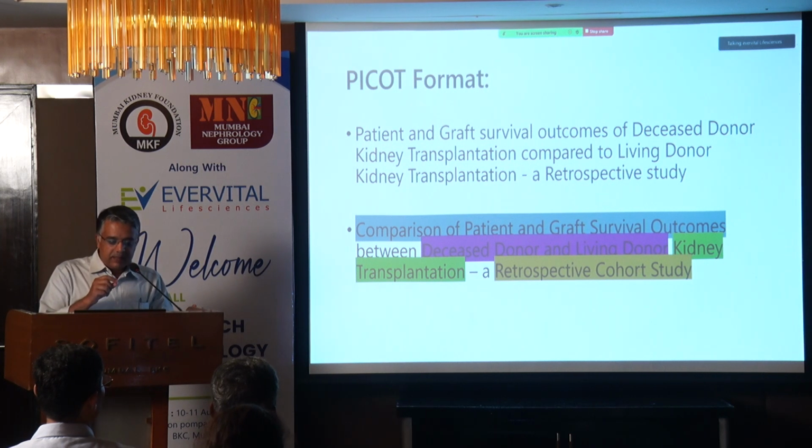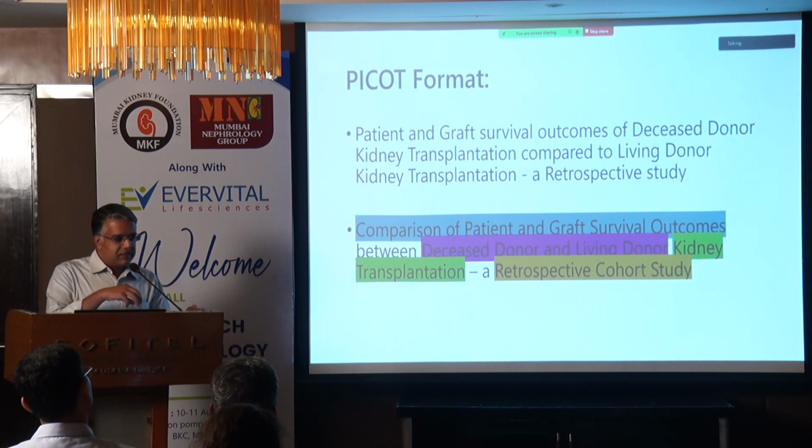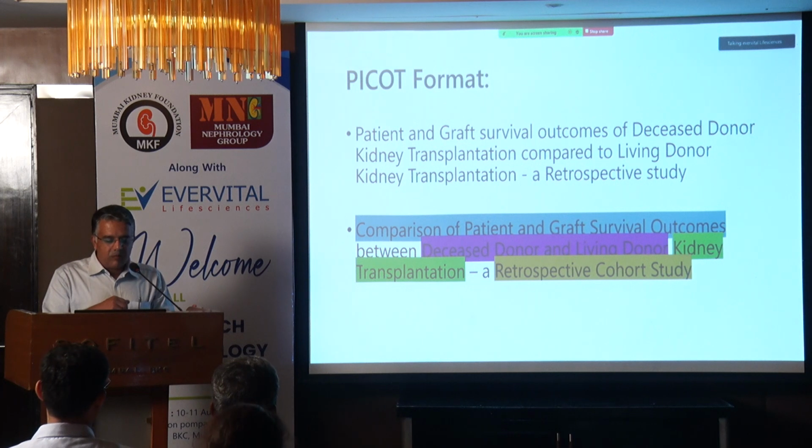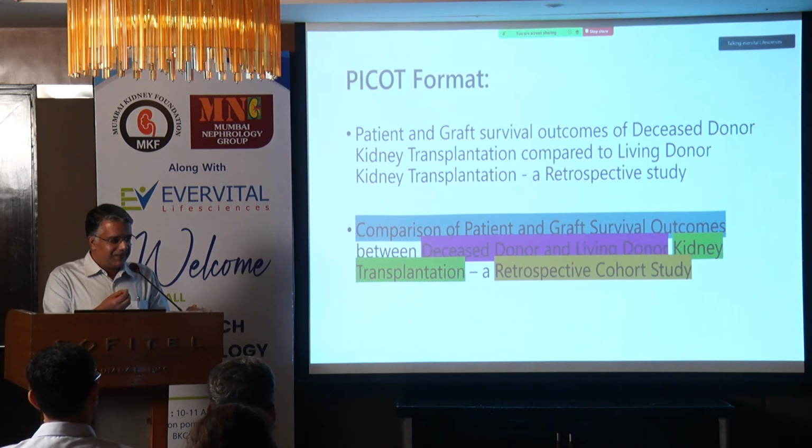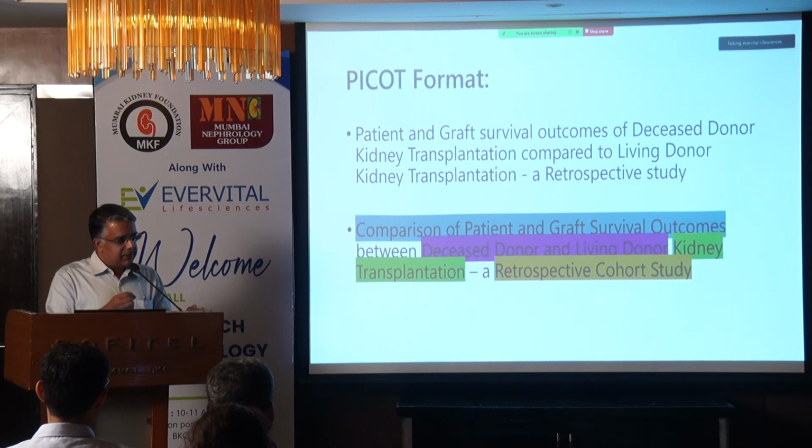Right, so here the population is who? The people who have undergone kidney transplantation. Right, the intervention is what? It is deceased donor and living donor. Right, the outcome is what? Patient and graft survival outcomes, right? And then a component of the study design, which is also desirable. He just mentioned retrospective data, and to add more respectability we have added, which is actually true, that this is a retrospective cohort study, right?